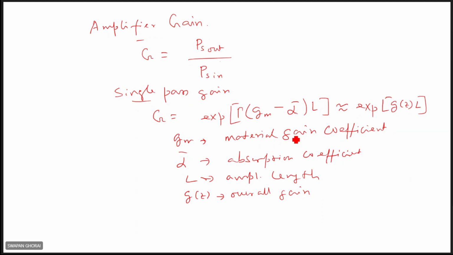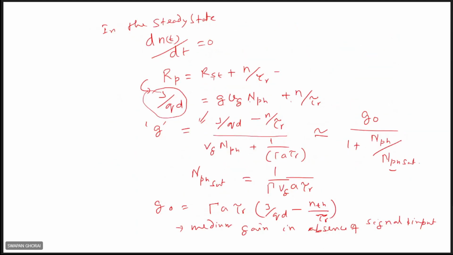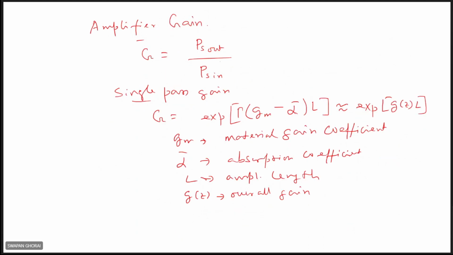G equal to G0 by something is it here, this G0 by these ones, right? So this G, the output gain of the amplifier, is exponential of gamma factor into GM, where GM means the material gain coefficient, minus alpha bar, the absorption coefficient, times L. That is actually exponential of GZ into L. So GZ is the overall gain, this minus absorption. So that is the overall gain. L is the length of the amplifier.